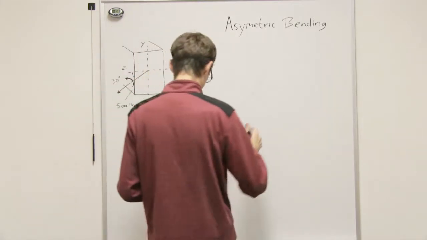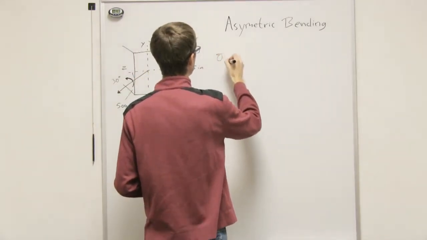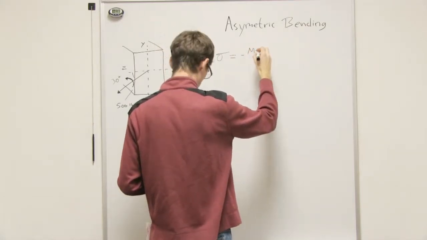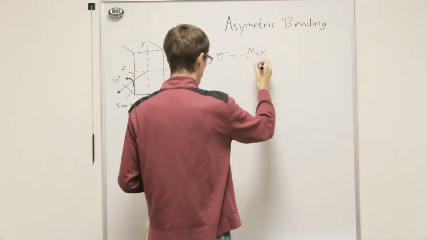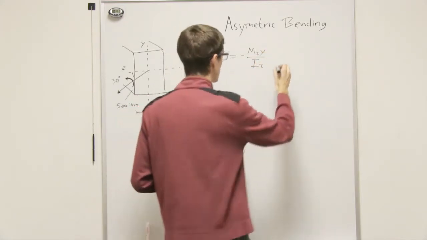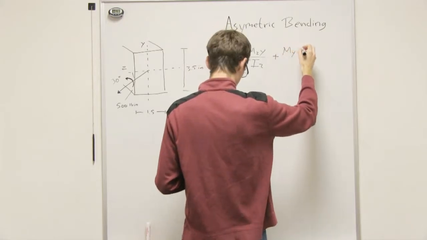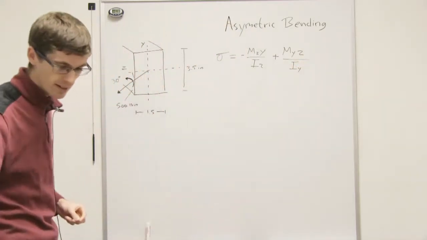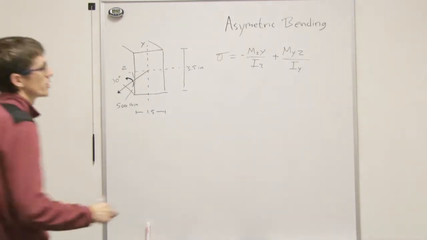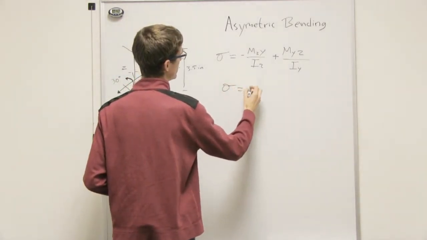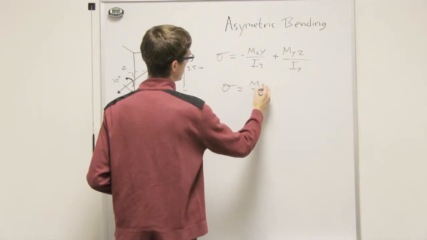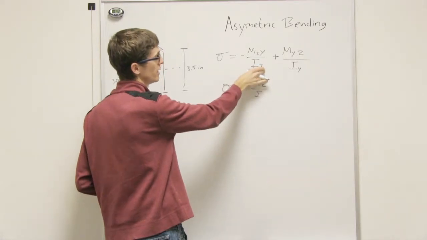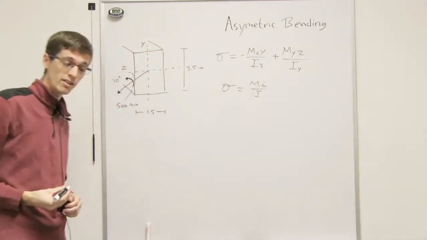The equation that you could write down is your stress is equal to negative moment about z times y over the moment of inertia about the z-axis, plus the moment about the y-axis times z over the moment of inertia about the y. That looks pretty familiar, because from regular bending, your formula is Mc over I, right? This is the same thing. You have the bending about the z-axis here and the bending about the y-axis here, and you just add them together, just like we talked about before.